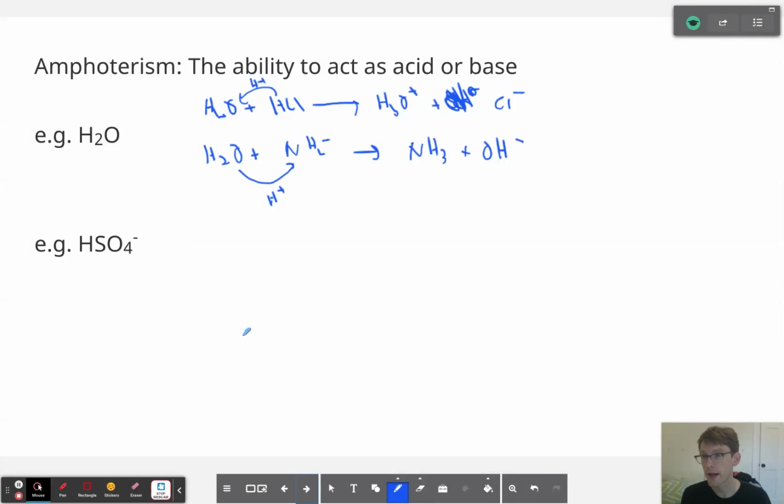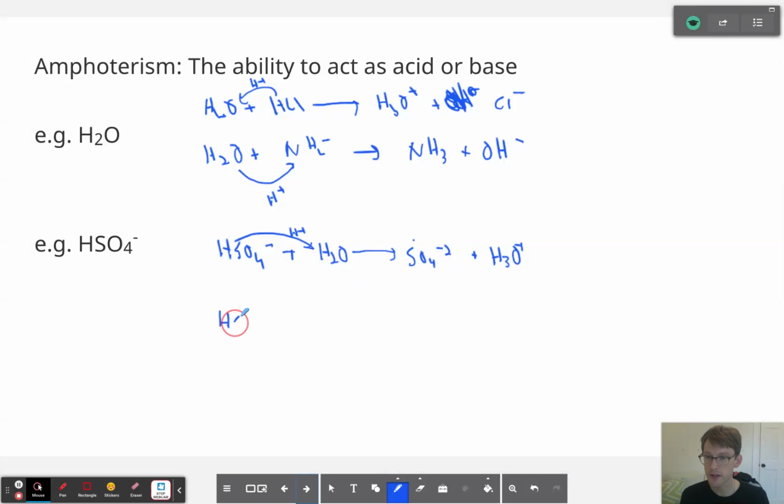Additionally, HSO4 minus can go in both directions. We can have HSO4 minus react with H2O, and we can have the H2O pick up an H plus, and we get, I'll just draw the arrow right now, SO4 2 minus and H3O plus. The equilibrium favors the left side a little bit, but if you had a stronger base, it would really favor the right side. If we used NH2 minus, it would favor the right.